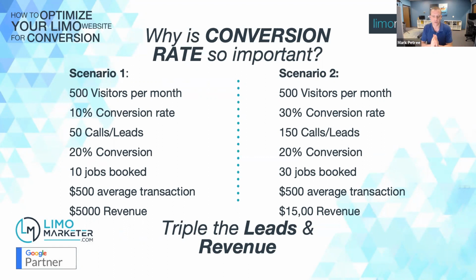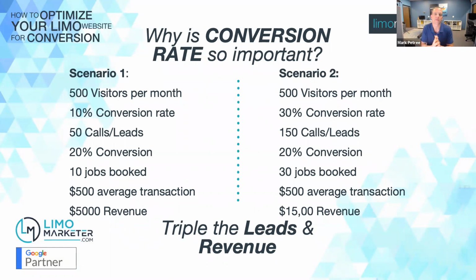So first off, we want to start by knowing how many unique visitors we are getting a month. And by unique, I mean if the same person is visiting your site over and over, that's not a unique visitor. So let's look at scenario one: 500 visitors per month. This would be for more of a limo company that's on the smaller side.